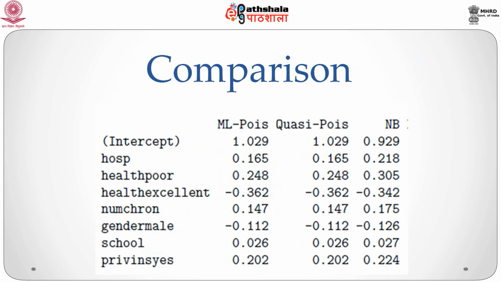We have here a comparison of the estimates from the 3 sets of procedures, that is, the maximum likelihood estimators of the regression coefficients from the Poisson regression, the quasi-Poisson regression, and the negative binomial regression. In general, they are quite similar. However, if you compare the corresponding standard errors, you will notice that there is a difference.